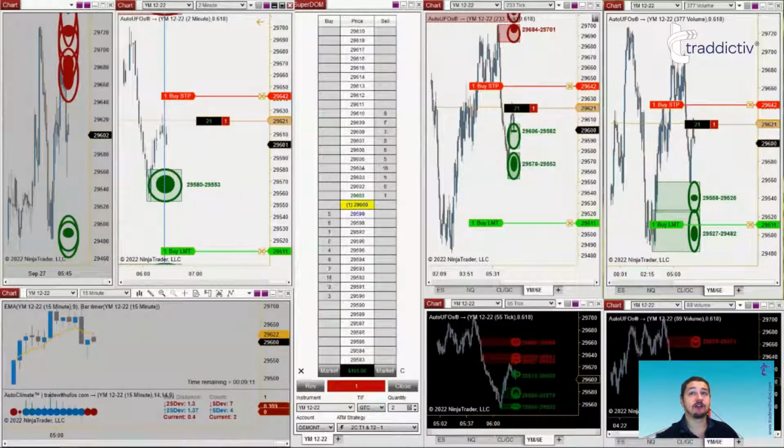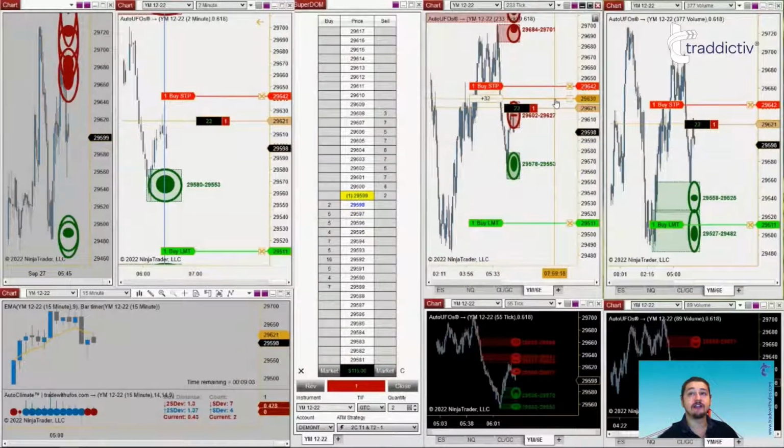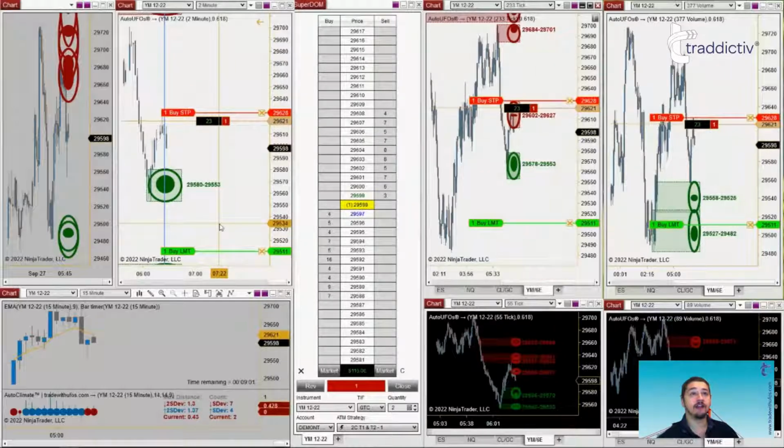All right, looks like we got our T1. So T1 is set. Now let's see if we can get a brand new UFO. Boom, right there, 27. Let's move this down to 28. Done. How quick was that?